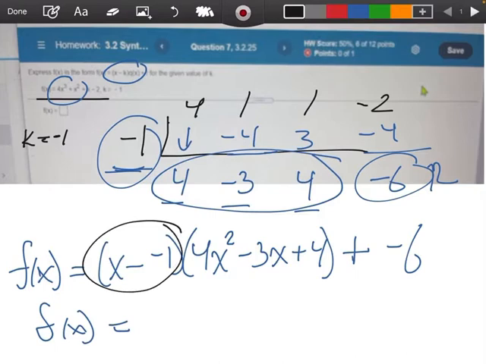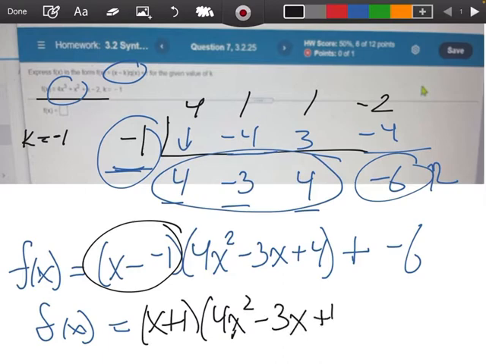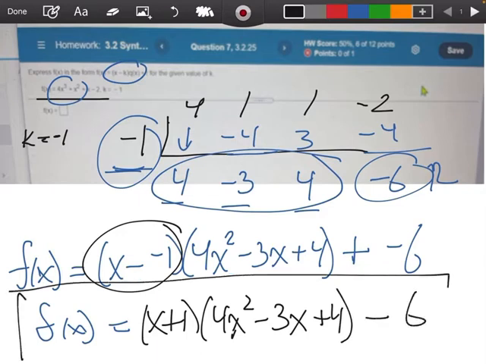So I'm just going to fix a couple of signs here, y'all. Instead of x minus negative 1, I'm going to write this as x plus 1, and then 4x squared minus 3x plus 4. And then instead of writing plus negative 6, I'm just going to write negative 6. And this right here, y'all, is what they're asking me to do, okay?